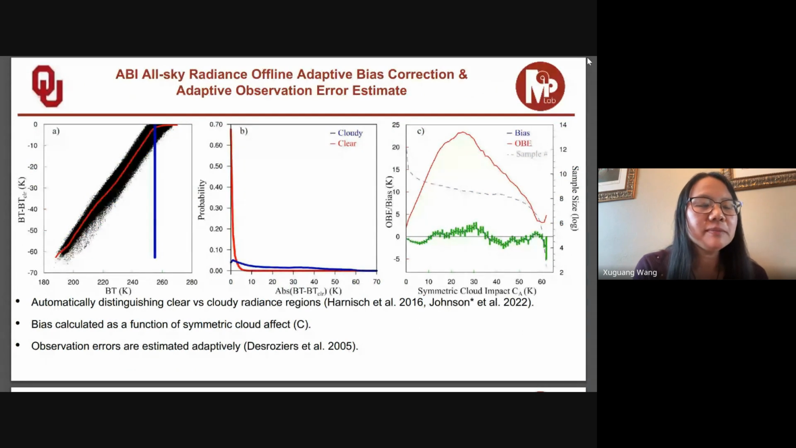So we also implement this all-sky radiance adaptive bias correction approach and the adaptive observation error estimation approach for the ABI. The basic idea here is that the bias is calculated as a function of a symmetric cloud effect, and the observation errors are also estimated adaptively as well. Next, please.